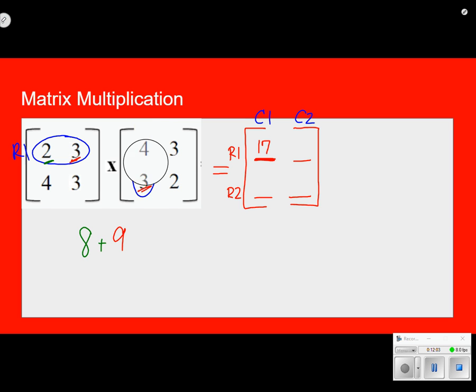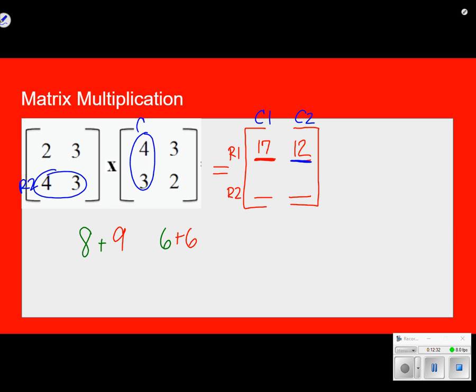All right, now we're going to do column 2, and our answer is going to go in row 1, column 2, right there. So we're looking at 2 times 3, which is 6, and 3 times 2, which is 6. 6 plus 6 is 12. All right, now we're done with row 1. Let's go to row 2.